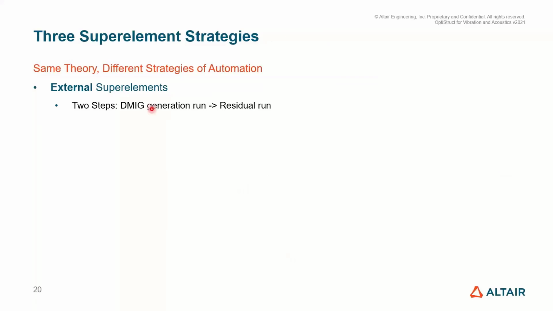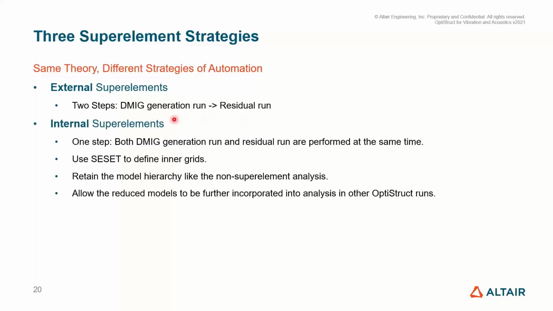And in OptiStruct, we have 3 super-element strategies. So these methods are using the same theory. It's just a different automation process. Just now, we introduced external super-elements. There are 2 parts, generation run and residual run. The second method is the internal super-element. It has only 1 step. This means the generation run and the residual run are performed at the same time.